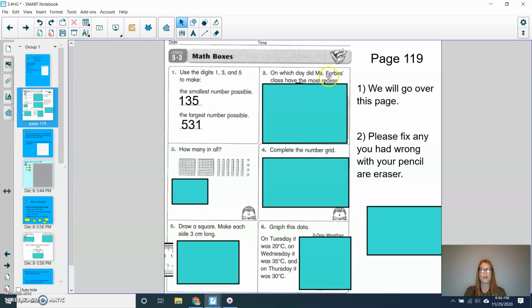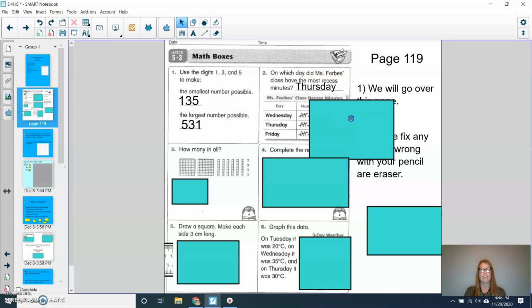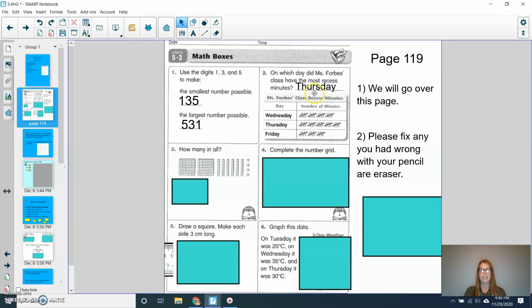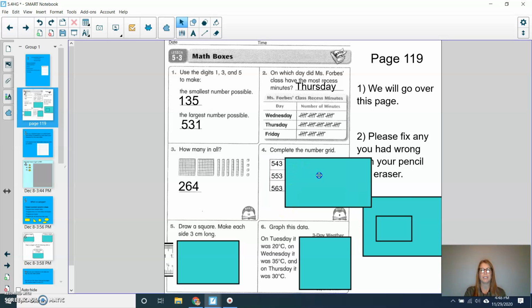For question 2, on which day did Ms. Forby's class have the most recess minutes? Looking at my tally chart, I can see that Thursday had the most tallies. So Thursday would be my answer for number 2. For question number 3, how many blocks in all? I can see that I have 2 flats, which is going to stand for 2 in my hundreds place. I can see I have 1, 2, 3, 4, 5, 6 longs, which is going to stand for 60 in my tens place. And then I have 4 cubes, which stands for 4 ones, giving me the number 264.